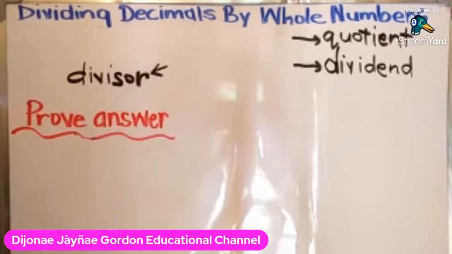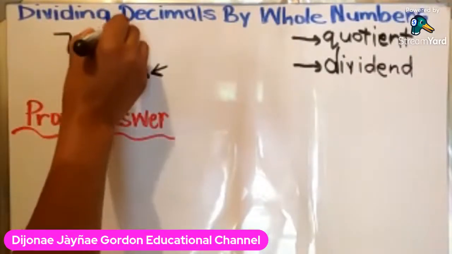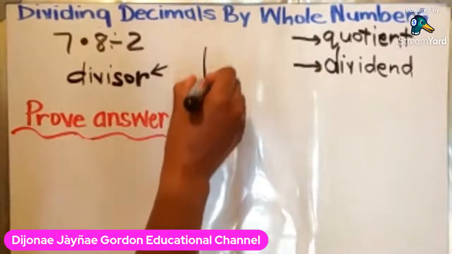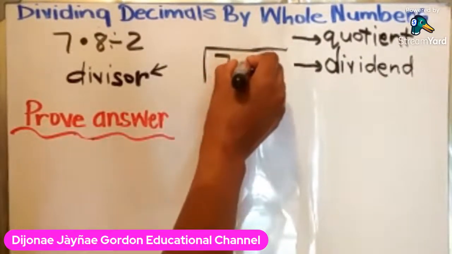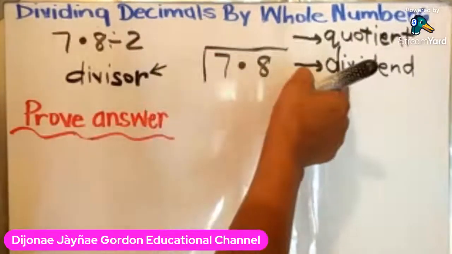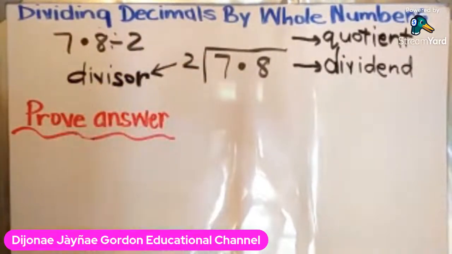All right, so we are going to be doing our last problem. And of course, this is our last problem. It is 7.8 divided by 2. That's our last problem. And of course, let us divide 7.8. And of course, 7.8 is our dividend, and in this case, 2 is known as your divisor. All right, let's work this problem together.